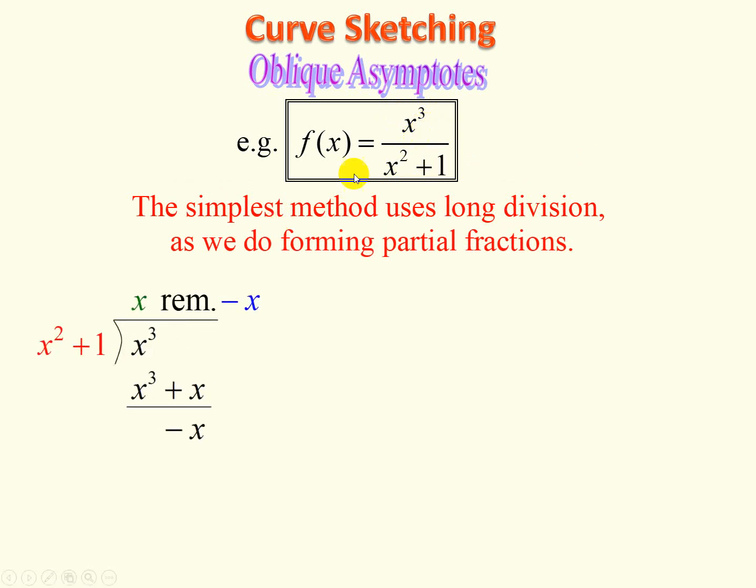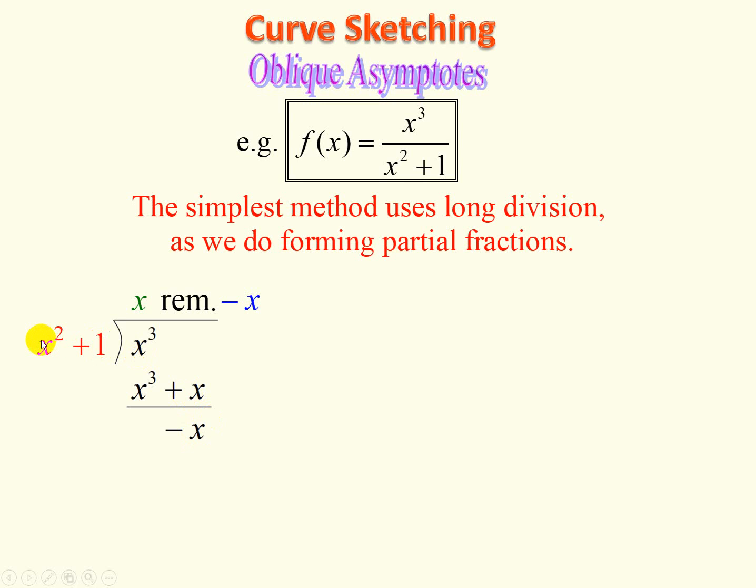So there's x cubed, what we're dividing into. There's x squared plus 1, what we're dividing by. We say x squared into x cubed gives x. Then you multiply, normal pattern for multiplication, and then you subtract.